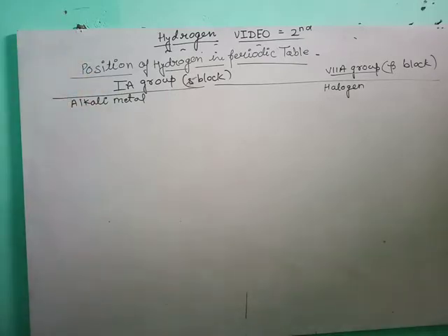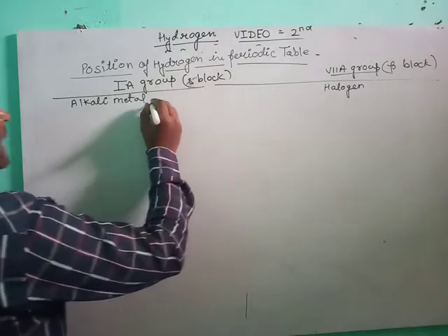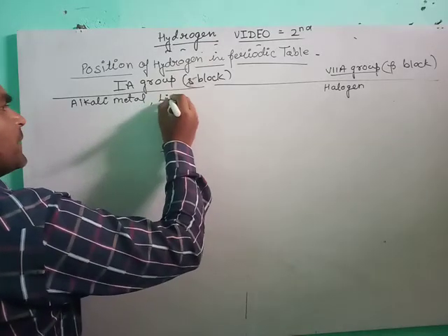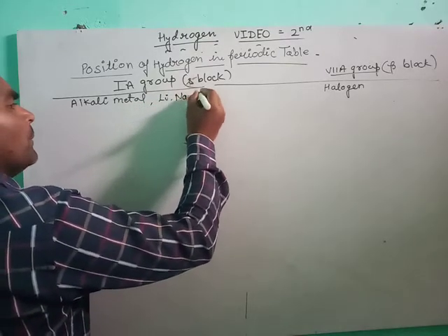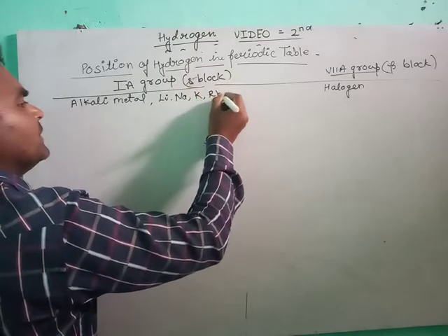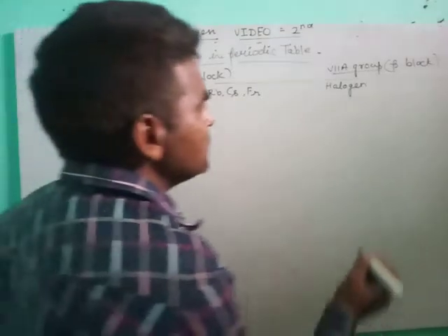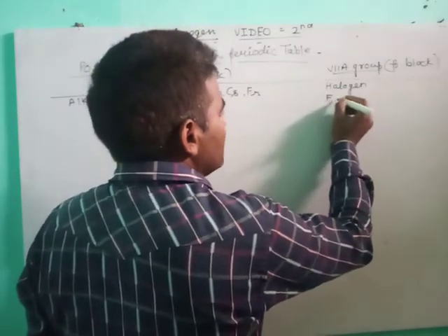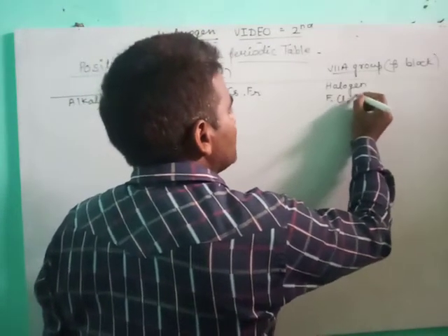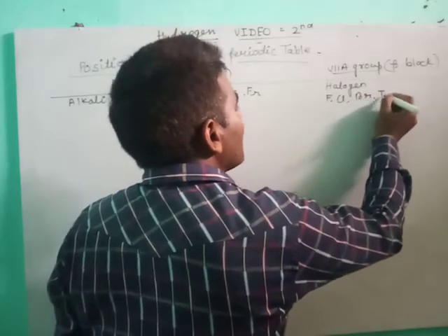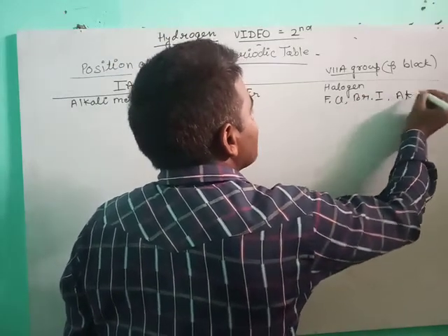I will tell you the names of the elements in the first A group. These are lithium, sodium, potassium, rubidium, cesium and francium. There are six elements, in which francium is a radioactive element. And in the halogens, the elements are fluorine, chlorine, bromine, iodine and astatine.